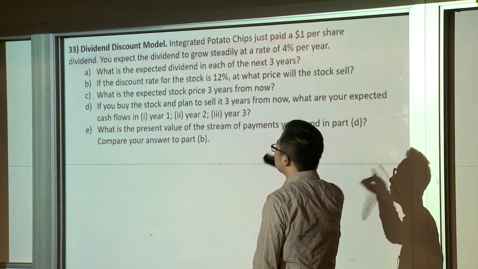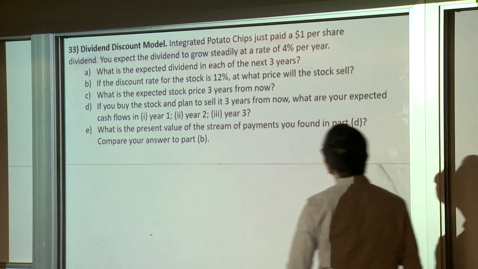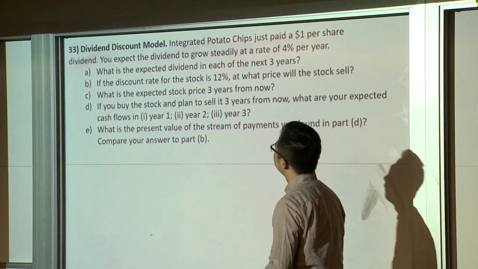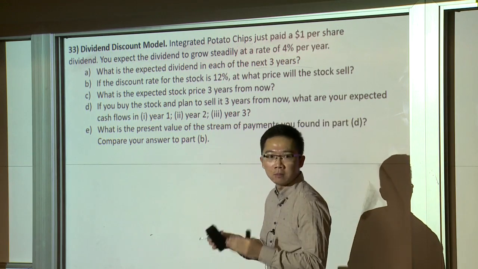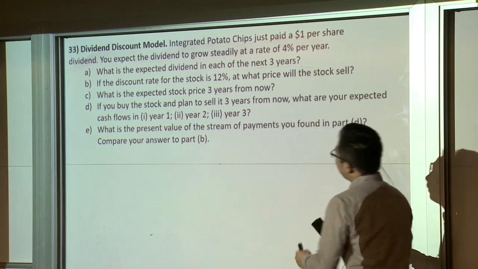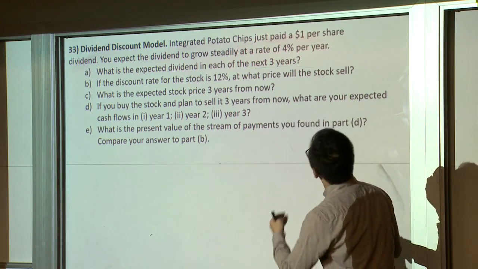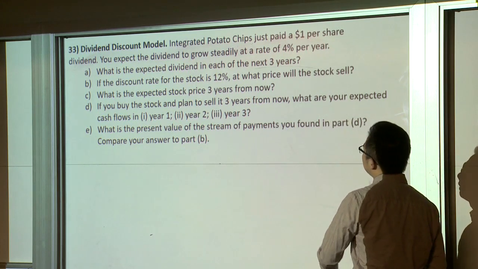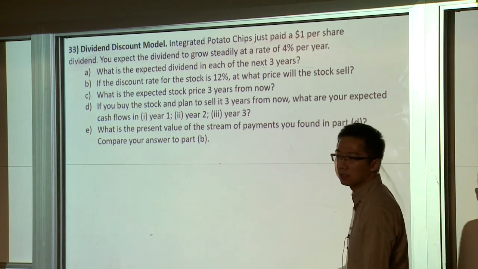Okay, all right, 33. Integrated Potato Chips just paid a $1 per share dividend, and you expect the dividend to grow steadily at the rate of 4% per year. What is the expected dividend in each of the next 3 years?